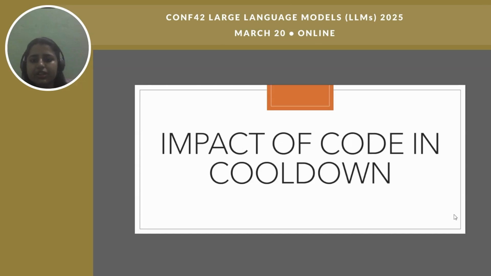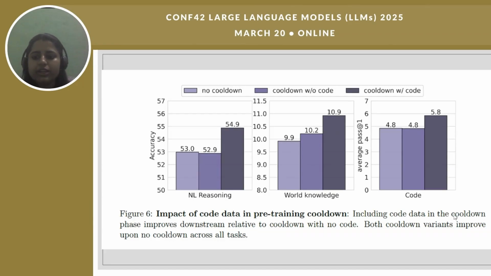Code in pre-training cooldown. In this paper, we evaluate the impact of including code in cooldown, comparing 3 models: pre-train before cooldown without code data, and cooldown with 20% code data. And we find cooldown with code data is the most beneficial.